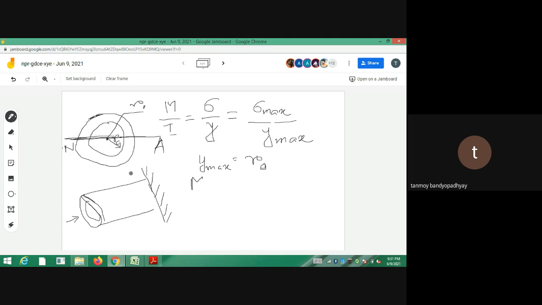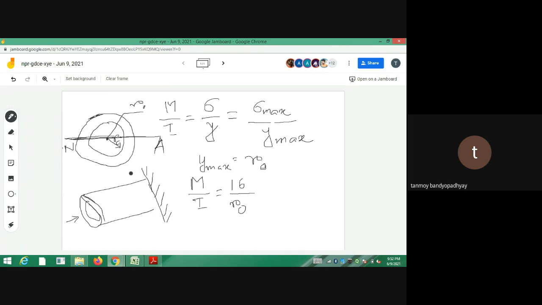So M by I is equal to the maximum stress. The maximum stress is given as 16 KSI. So sigma is 16 divided by Y max, and Y max we have to put as R0.